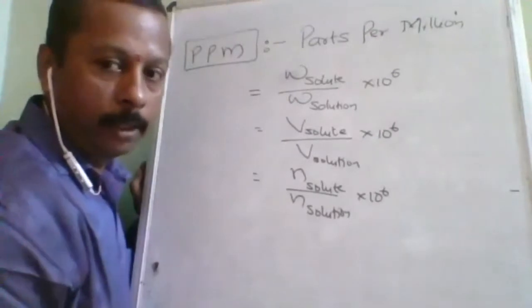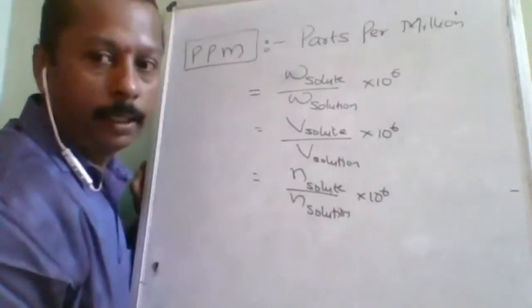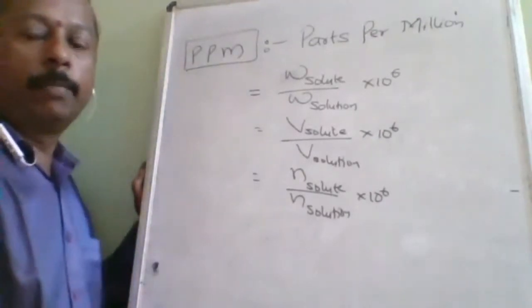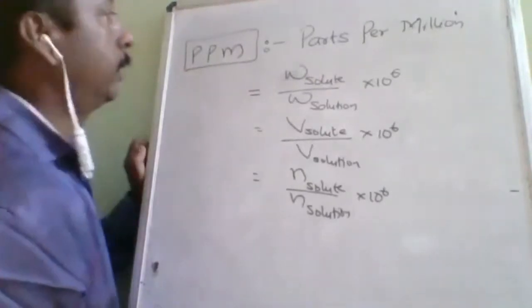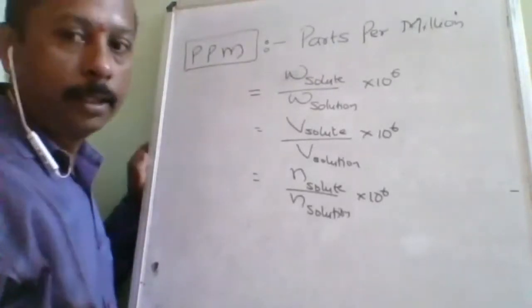In percentage, what will you do? Multiply with 100, and here you will multiply with 10 to the power of 6. Okay, parts per million. Is it understood now?